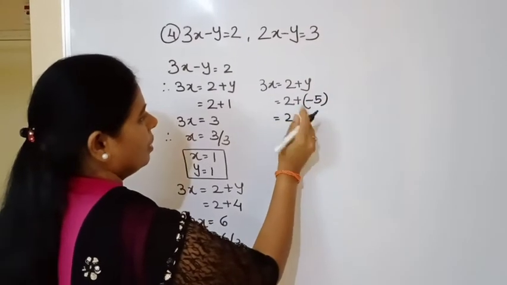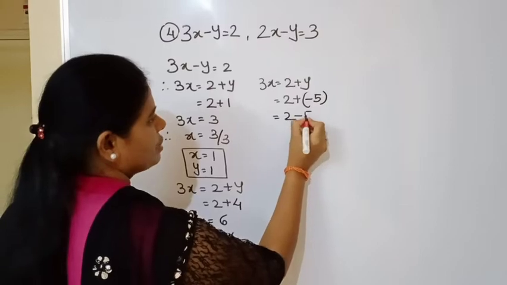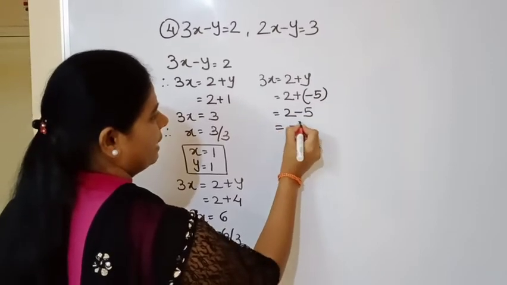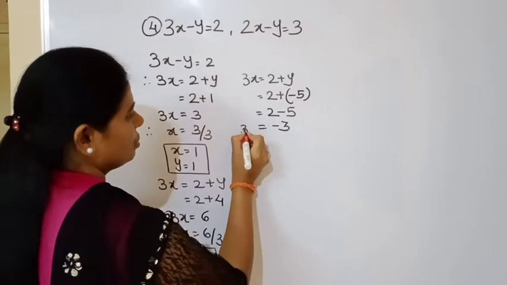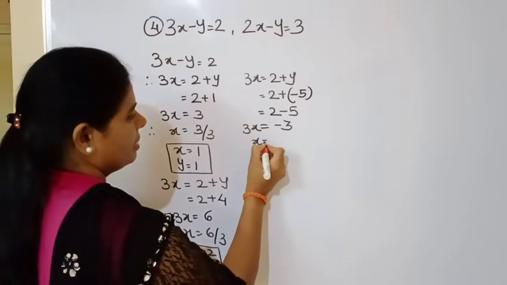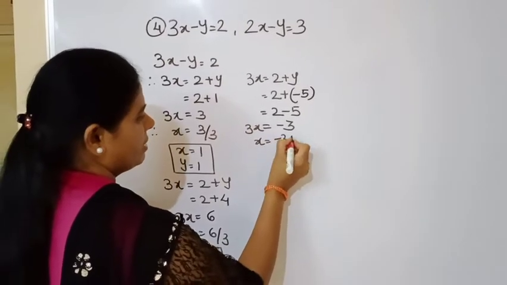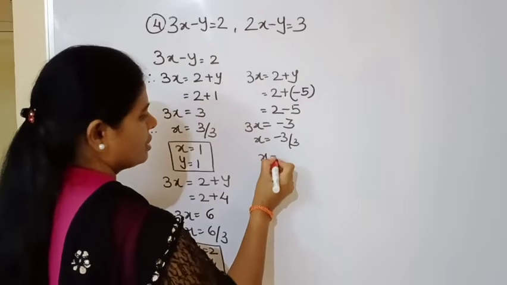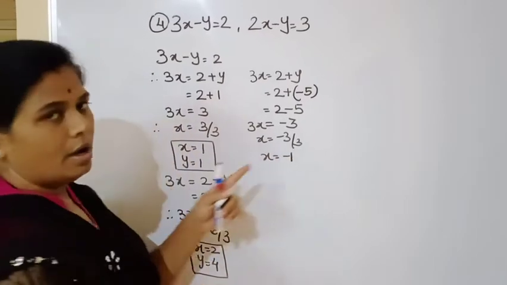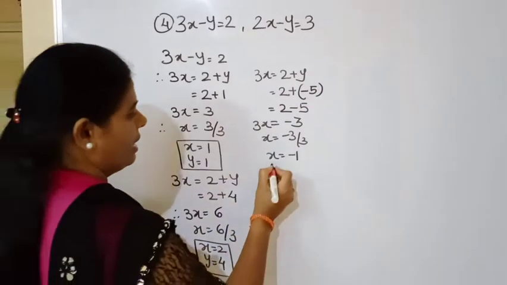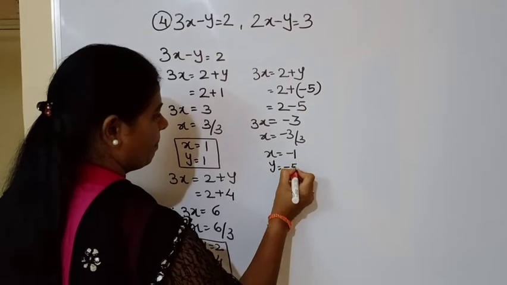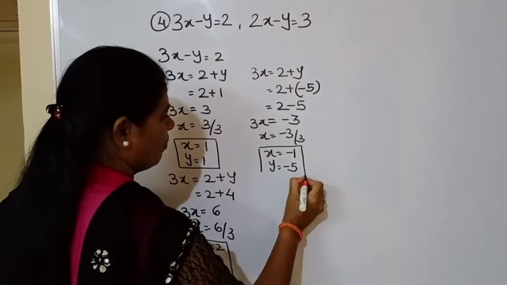Okay. So 2 plus minus 5, so 2 minus 5 will be minus 3. So this minus 3 is divisible by 3. So x equal to minus 3 upon 3. So x equal to minus 1, and the value of y that we have taken is y equal to minus 5. So this is our third point.